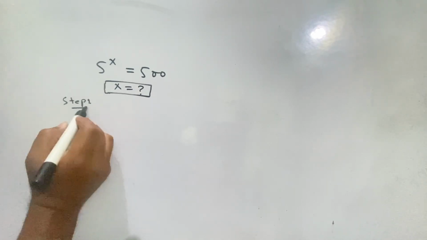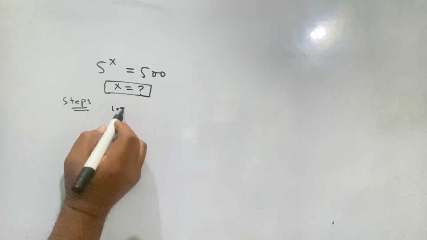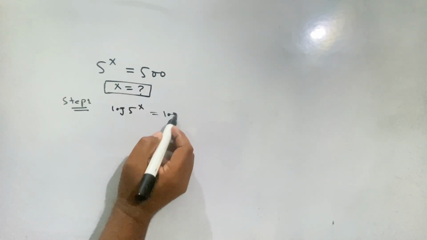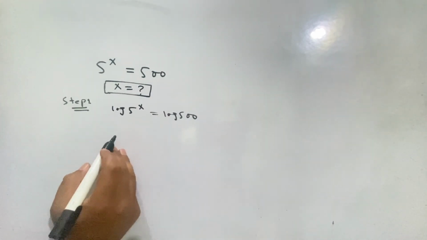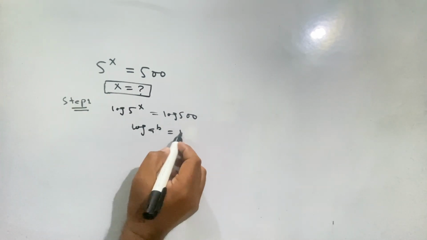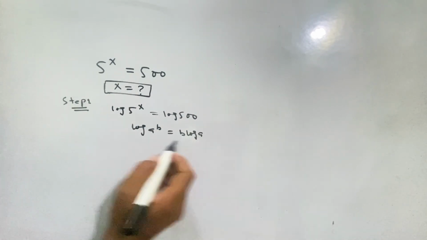Step 1. Apply logarithm on both sides. We start by taking log on both sides. Log of 5 to the x equals log of 500. Now apply the logarithmic rule. Log of a to the b equals b times log of a.